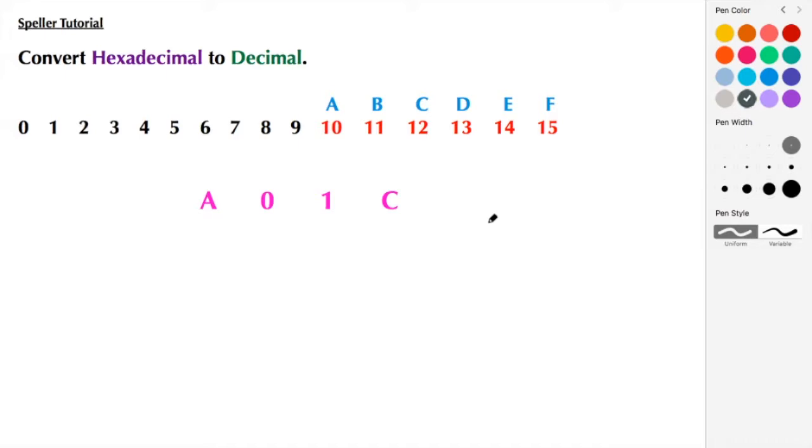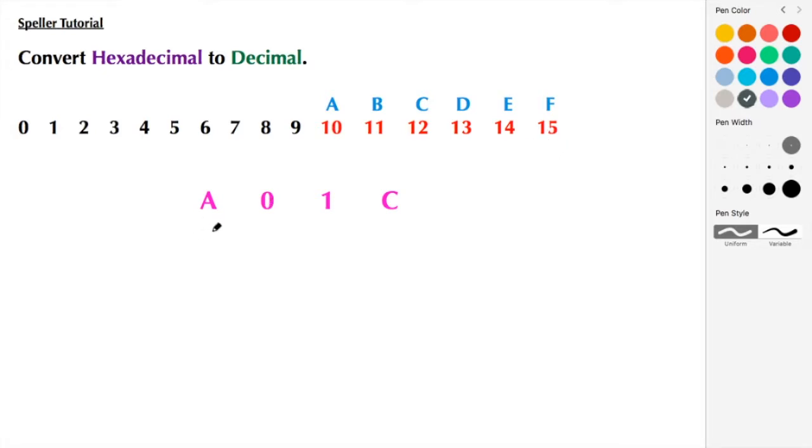Here we're going to convert from hexadecimal to decimal, and up here I've listed from 0 to 15, where 0 through 9 will be the first 10 digits available in hexadecimal, and then you have the letters A through F, and then I also listed the decimal equivalents for A through F, which would be from 10 to 15.